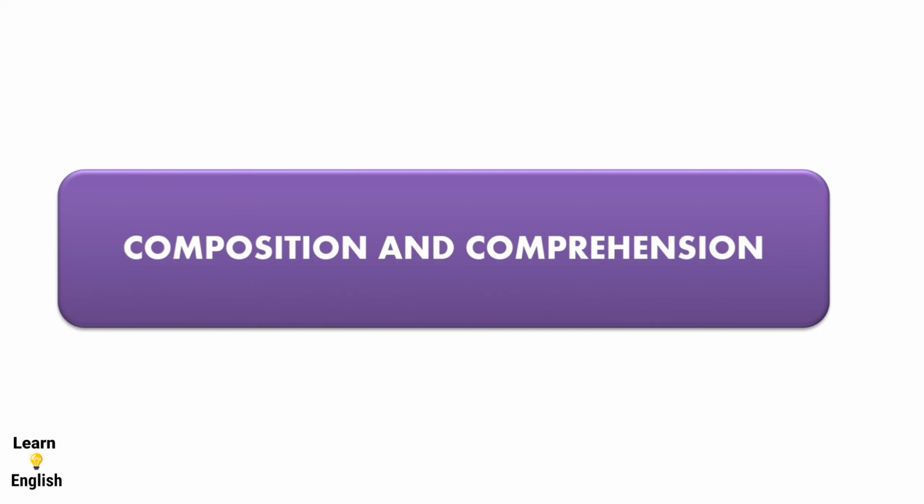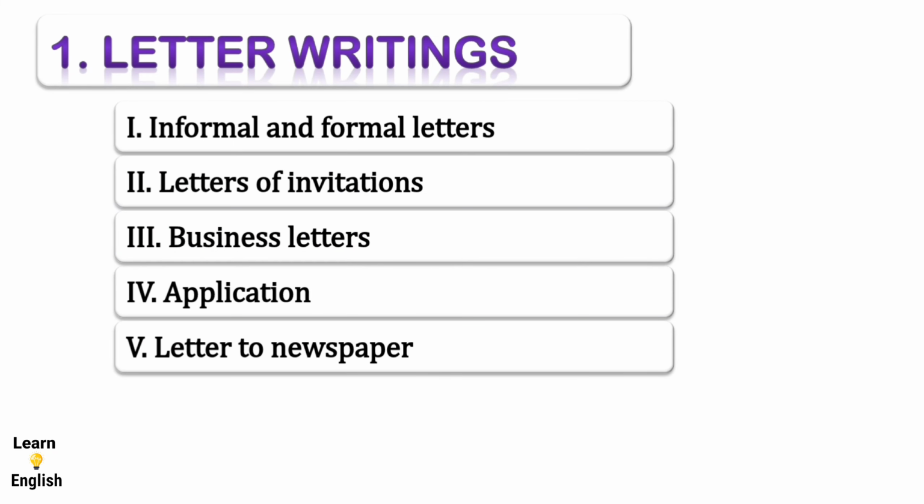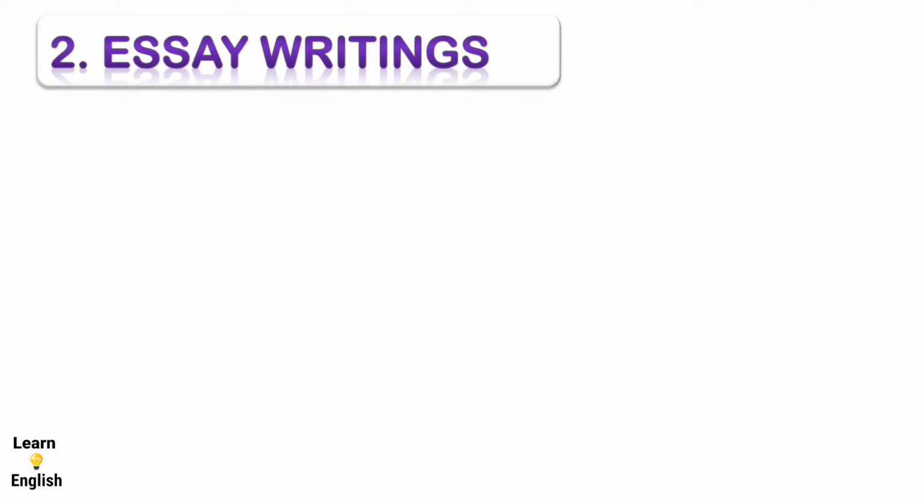In the composition and comprehension section, after completing the letter writing chapter, we come to know how to define letter writing, list the components of letter writing, list the types of letter writing, list the steps for letter writing, and discuss the process of letter writing.